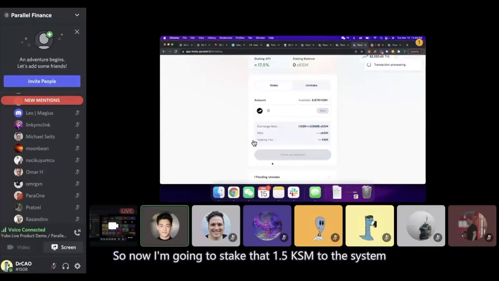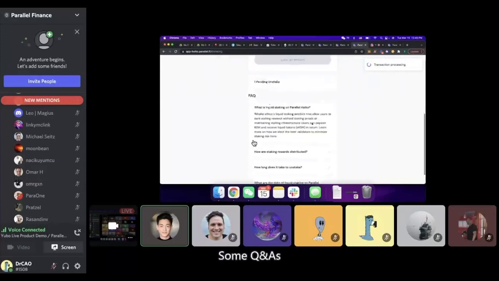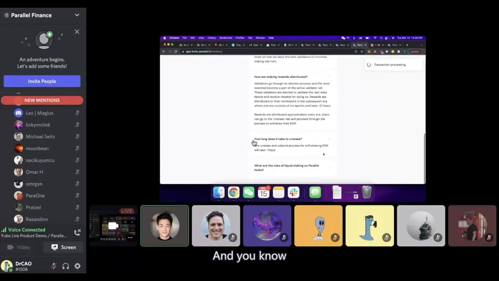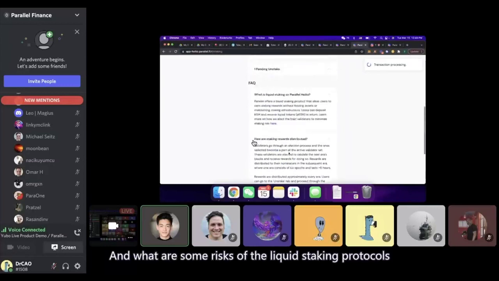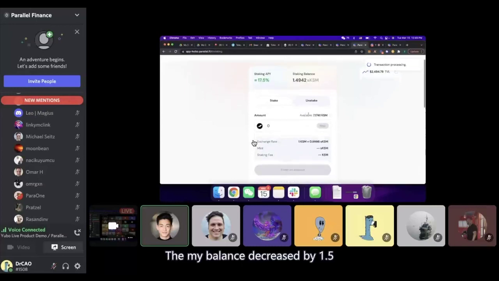So now I want to stake that 1.5-ish Kusama to the system to start to earn yield. And on the bottom, you can see some Q&As, FAQs, like how does the reward accumulate, how long does the unstake take, and what are some risks of the liquid staking protocols? And now you can see that my balance decreased by 1.5. I have around 1.49 Kusama.